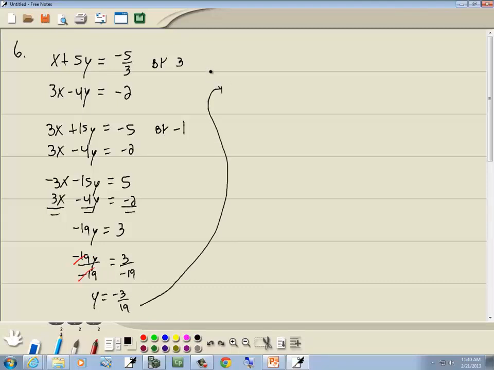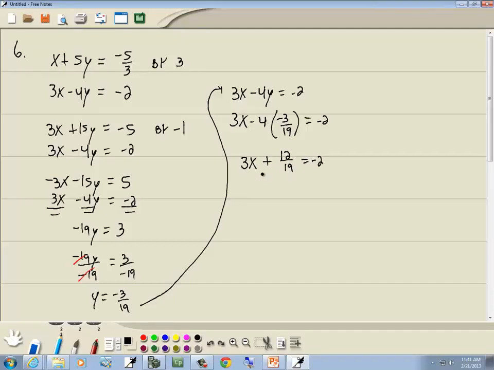Now we want to plug that back into one of our equations. Doesn't matter which one. I'll pick the second one. There's no fractions there. Okay, so we just said y was equal to negative 3/19, so we're going to replace the y with negative 3/19. Now we want to solve this, and we just go through our steps for solving a linear equation. Get rid of parentheses. Negative 4 times negative 3 gives us a positive 12 over 19 equals negative 2.